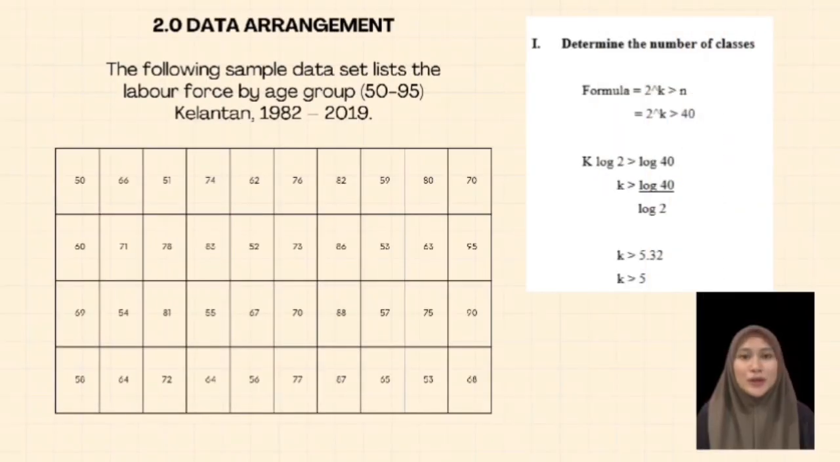Part A, 2.0 data arrangement. The following sample data set lists the labor force by age group 50 until 95, planted 1982 until 2019. First, determine the number of classes. Formula: 2 to the power K more than or equal to 40. K log 2 more than log 40. K more than log 40 divided by log 2. K more than 5.32, rounded K equals 6.